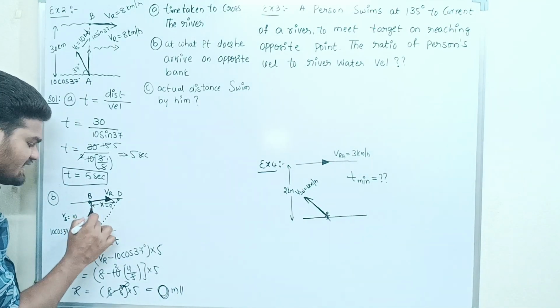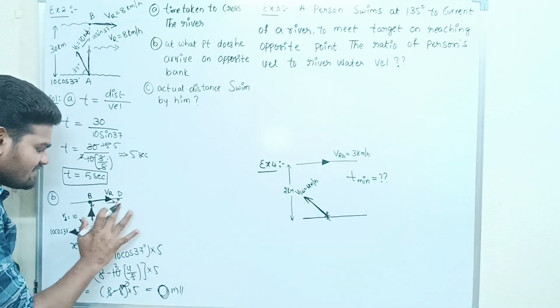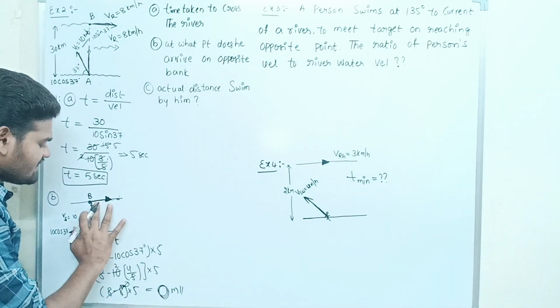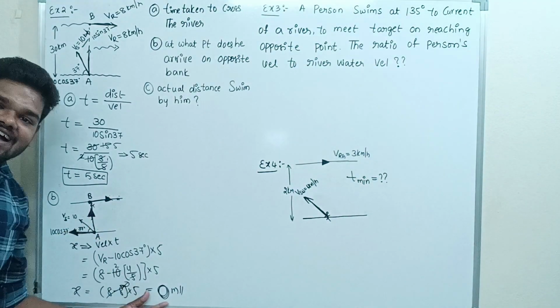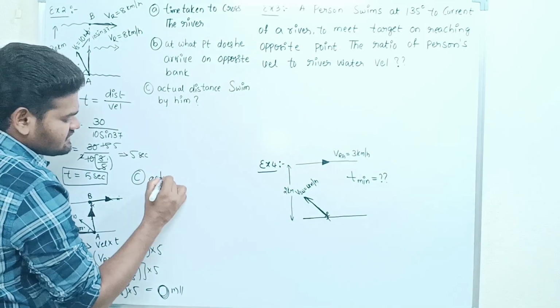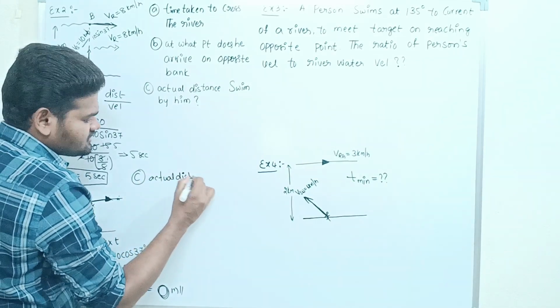That means he reached the other end of the bank of the river by the shortest distance. There is no drift. Are you getting? So this is our answer. So what is point C they have given? What is the actual distance?